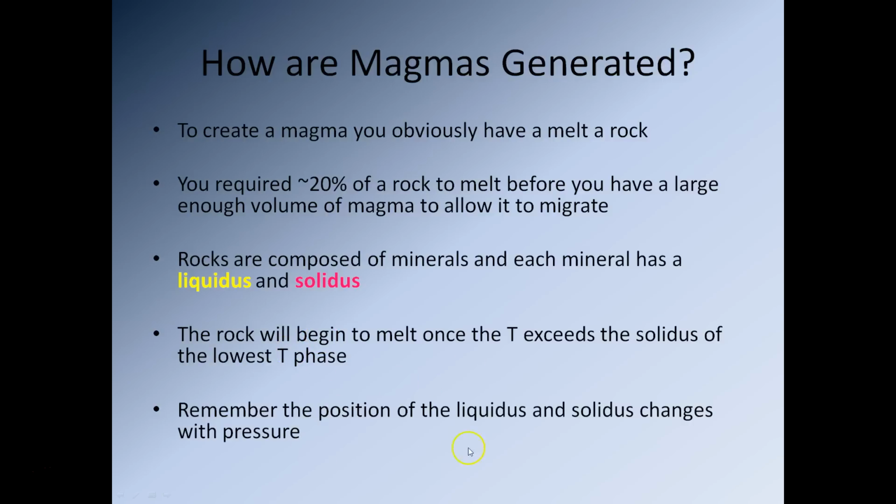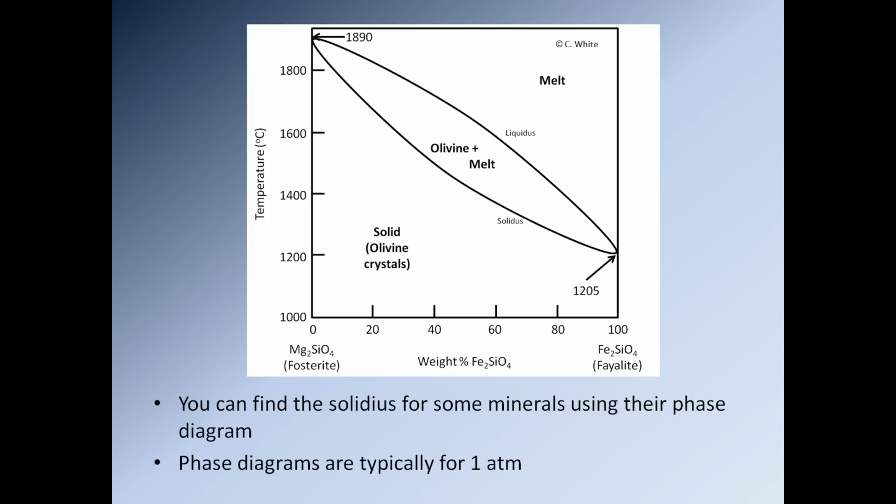So you need to remember the position of the liquidus and solidus change with pressure. The higher the pressure, the higher the temperature required to melt the rock. So this phase diagram here is for olivine. And so what have we got going on? So here's the olivine composition, and here's the temperature.